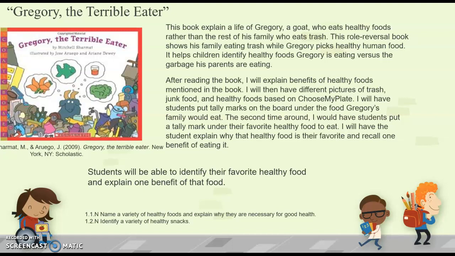healthy food to eat. And then after this, I would have students explain, after they put their tally mark, why it's their favorite and recall one of the benefits I mentioned previously before the activity started. And then after this activity, students will be able to identify their favorite healthy food and explain one benefit of that food.